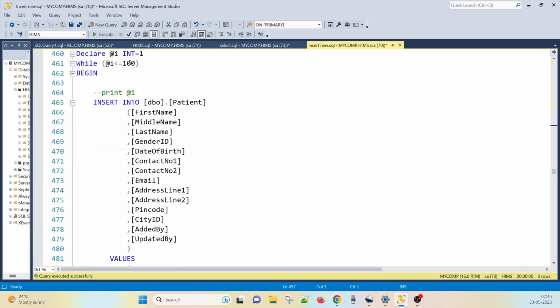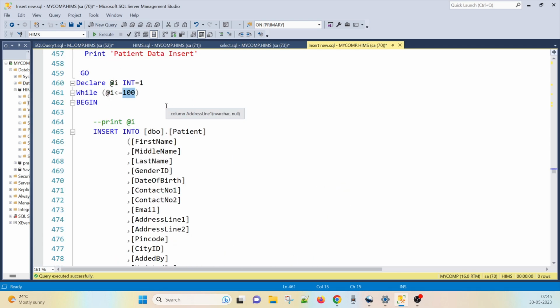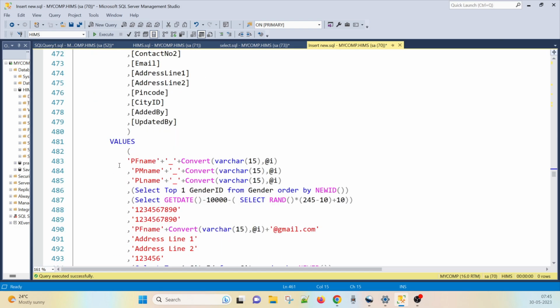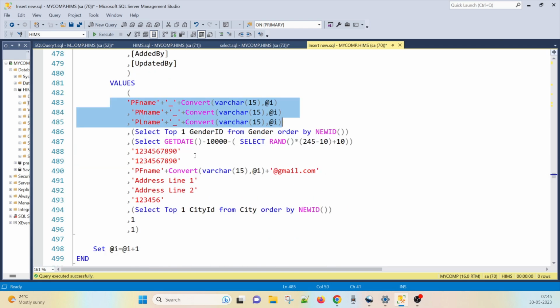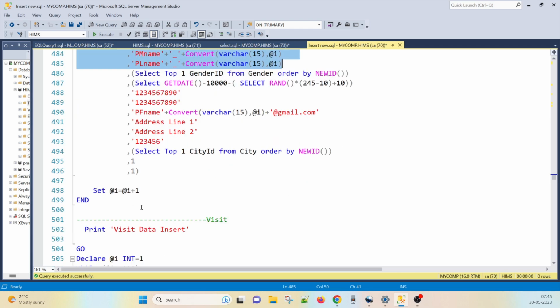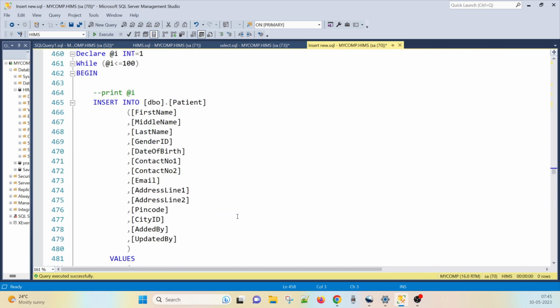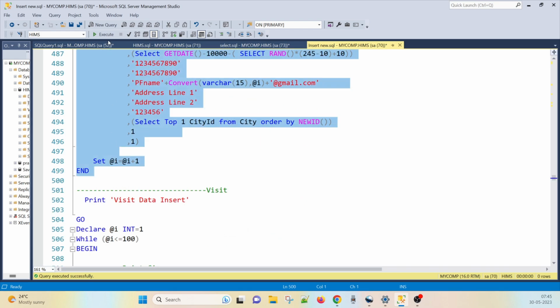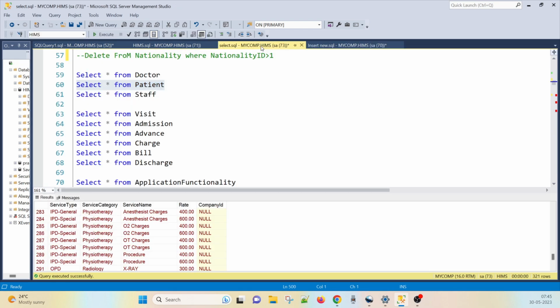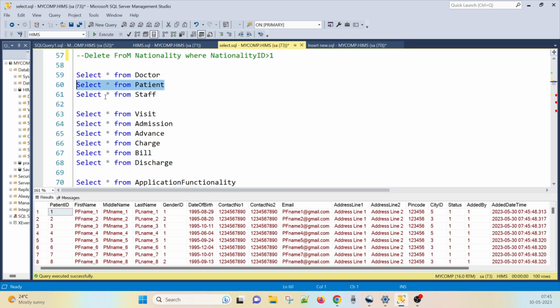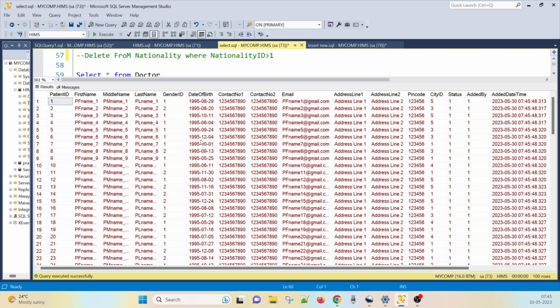Control R, and I am inserting 100 records in it, and the ID begins from 1, correct? The same logic I applied for the staff name and doctor name, and the same logic I applied for the patient as well. You will get those values dynamically. So I'm inserting 100 records in it. Execute it. Yeah, the records are inserted, and these are the 100 records.